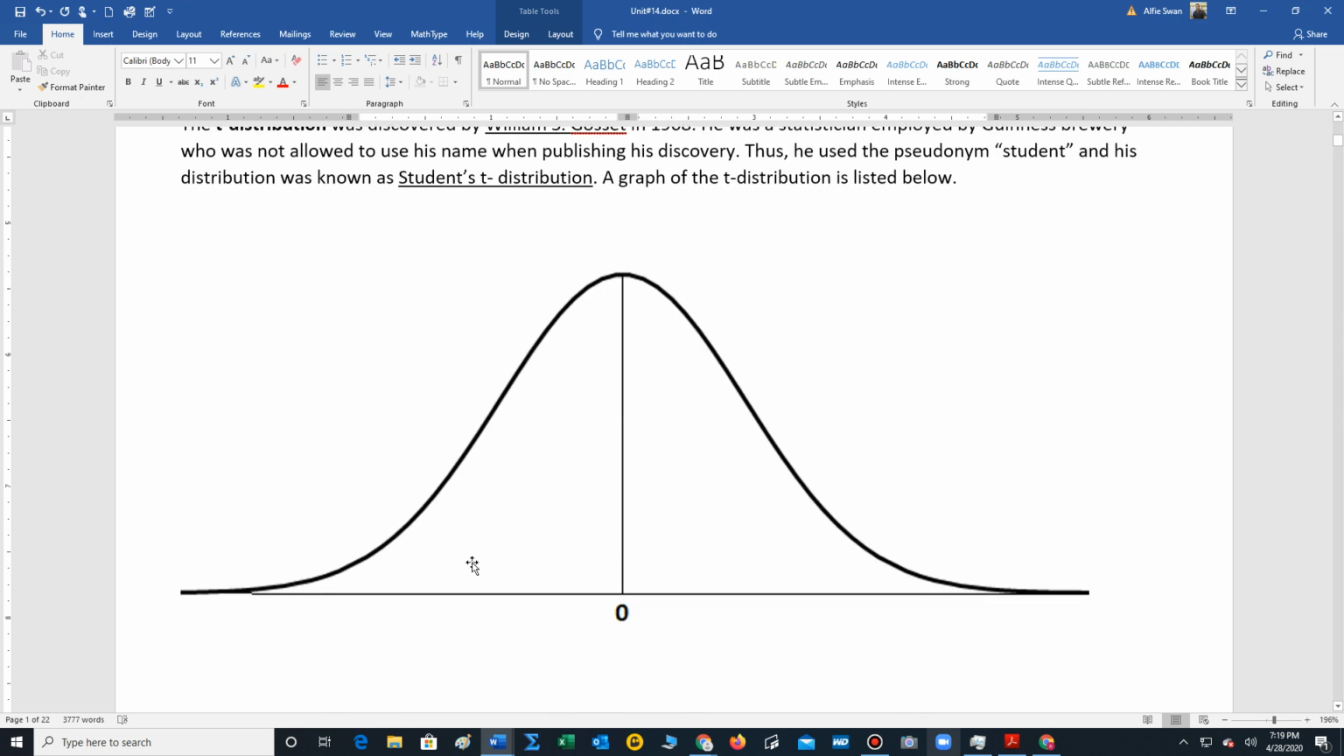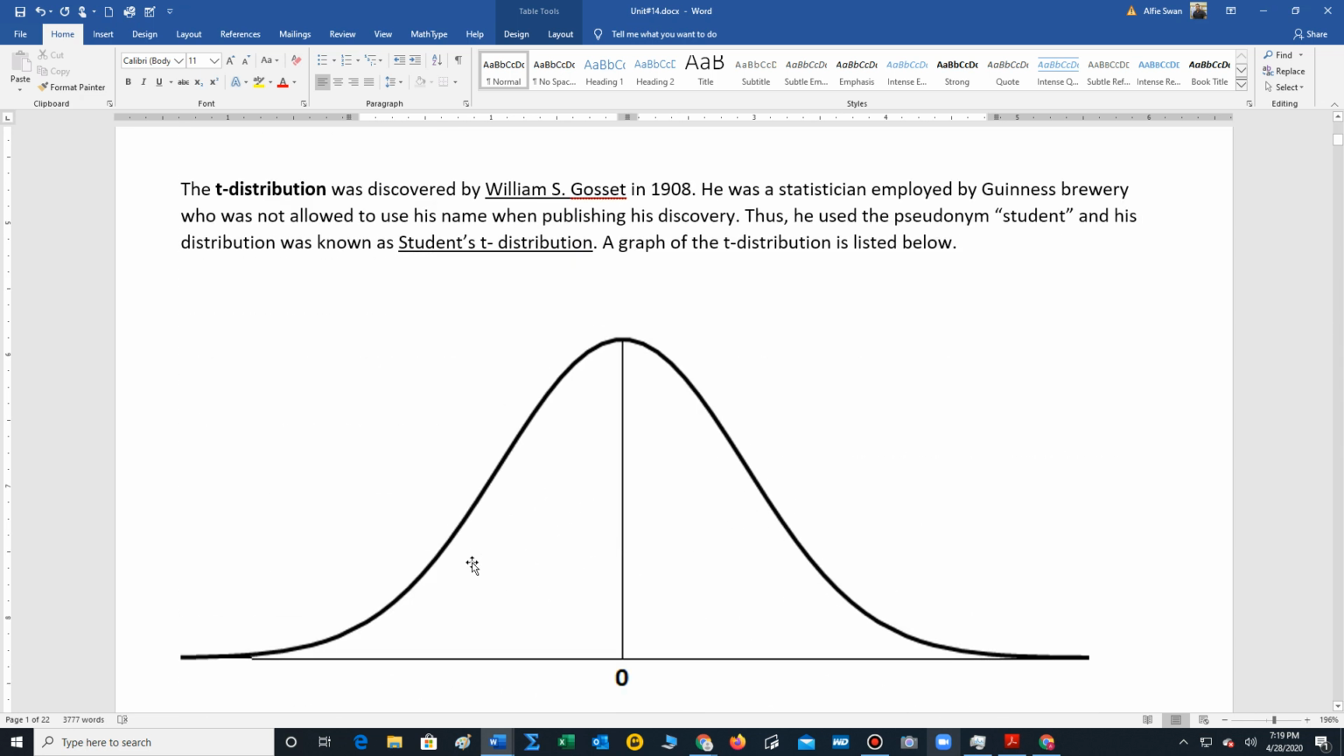Well, the t-distribution was discovered by William S. Gossett in 1908. He was a statistician employed by Guinness Brewery who was not allowed to use his name when publishing his discovery. Thus, he used the pseudonym Student, and his distribution was known as Student's t-distribution. Over time, the word student was dropped, and now we just call it a t-distribution. And the t-distribution is graphed below.